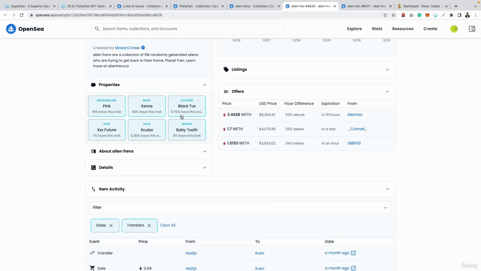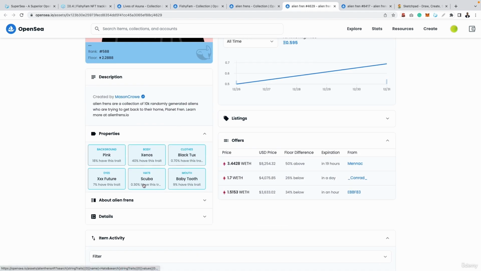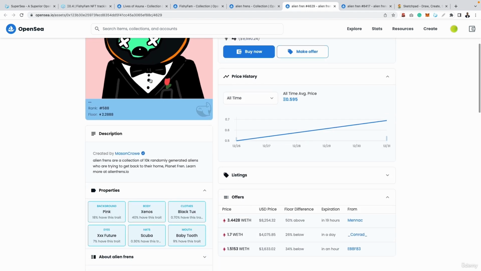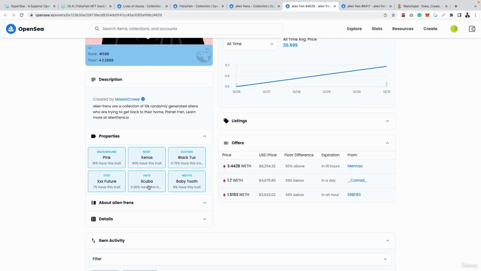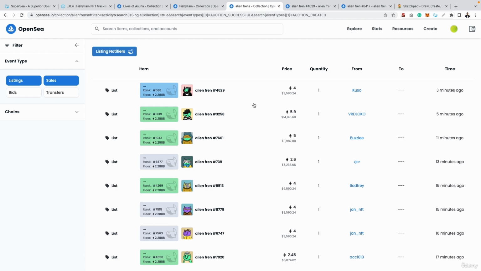Let's go to properties. It's got a black tux. So it's in a black tuxedo. Ah, there you go. It's also got a scuba mask on its head, not a scuba diver. Apologies. But you can figure out exactly why it is rare. So instead of you looking at this and wasting time, you know exactly straight away this is a rare one.